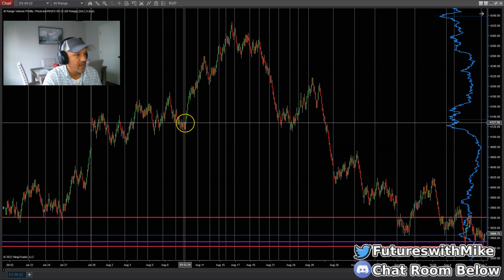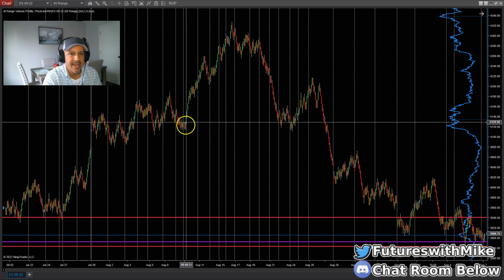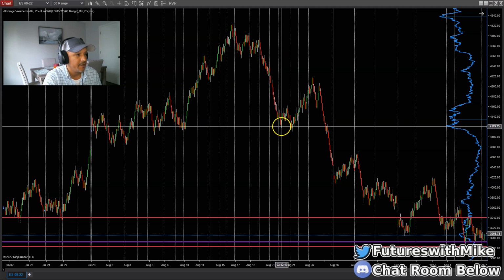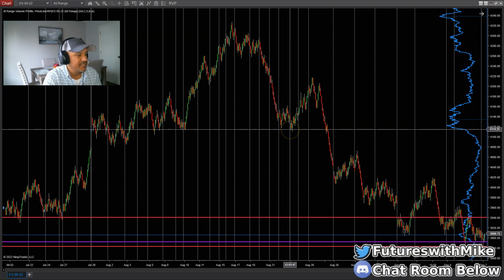This is an area of demand sitting right here on the 60 range chart. This is a trading zone, a demand zone right here. The market pulls back to this area. What do we see? The market rejects this area here.